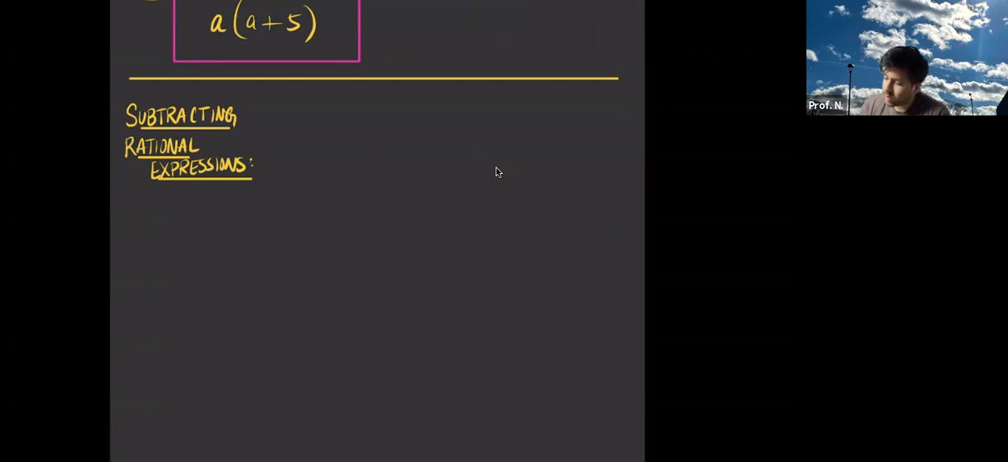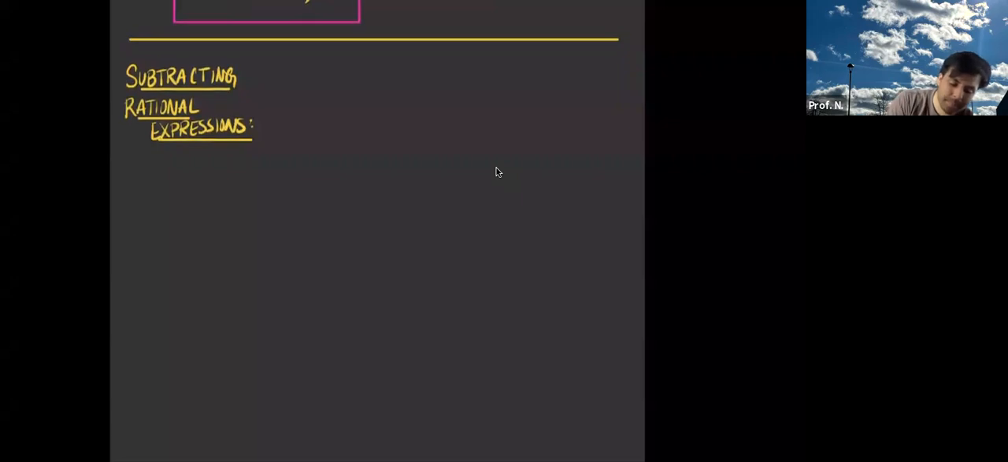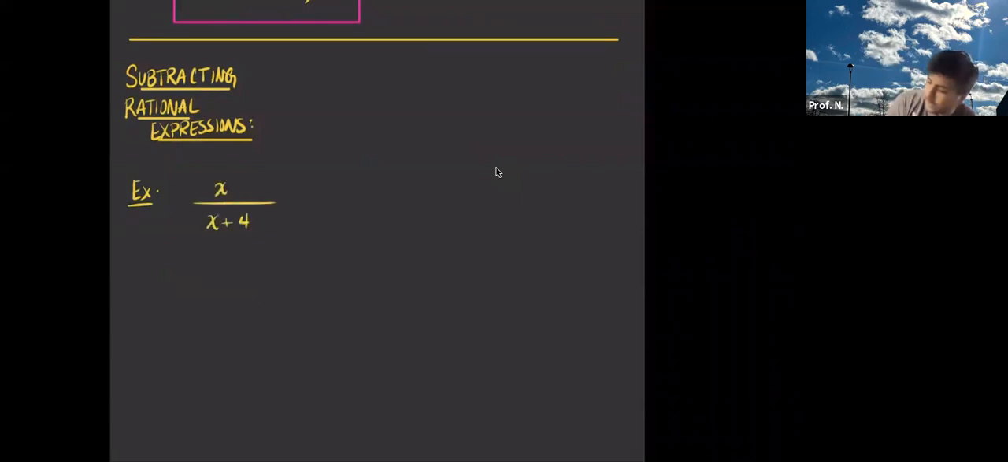All right, so let's look at one. What if I have x over x plus 4 minus 4 minus x over x squared minus 16? What does this equal?